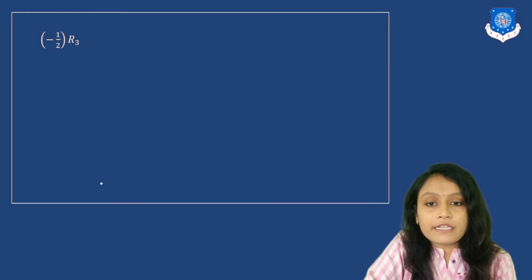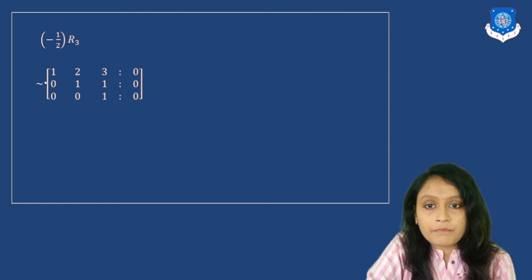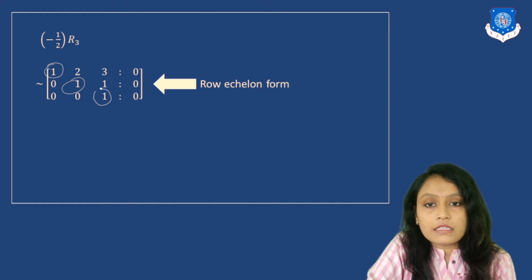Now the next task is to make 1 over here. So we will divide it by minus 2, so minus 1 upon 2 R3. So you will get here 0, 0, 1, 0. The first and second rows will remain as they are. Okay, so this is our row echelon form, right? And these are the leading ones. You can see we have 0 below the leading one.